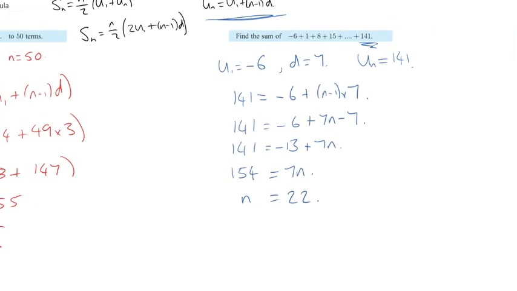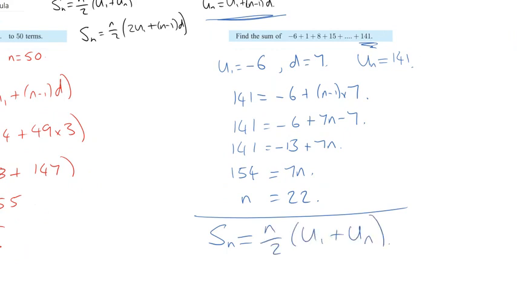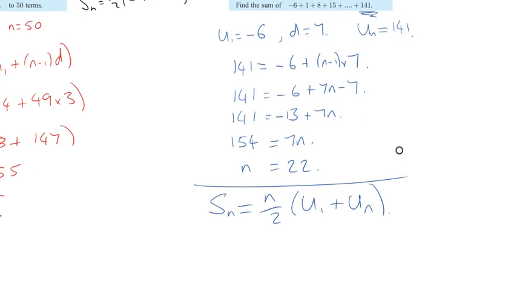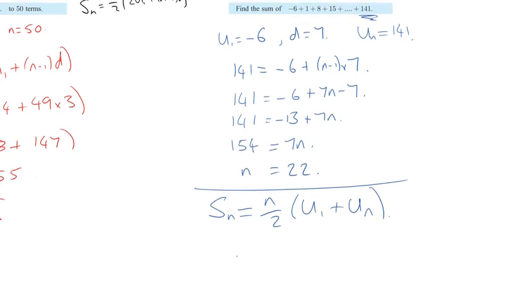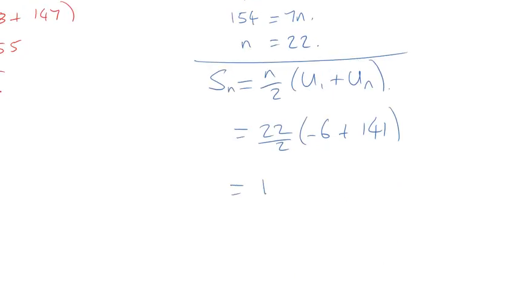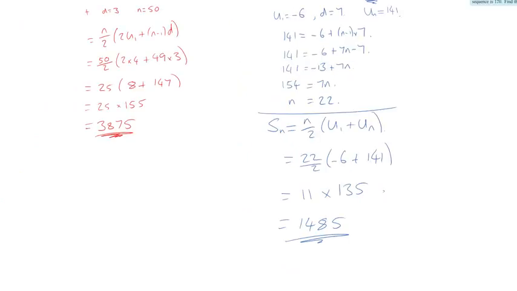And now we can use some of these formulas. To save a bit of time, we can use the easier version. Let's write this down. S of n equals n over 2 times u1 plus un, because we were given un in the original question. So let's pop the numbers in and see what happens. We're going to have 22 divided by 2 multiplied by minus 6 plus 141. This is going to give us 11 multiplied by 135. If I work that out on a calculator, we're going to have 1,485. There we go, we've done it.